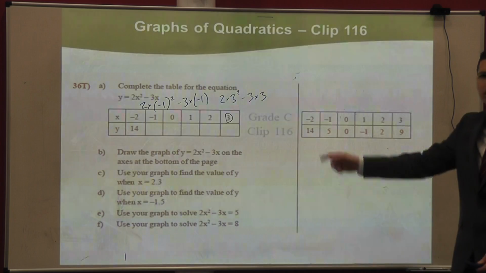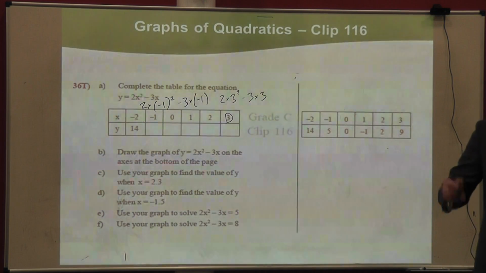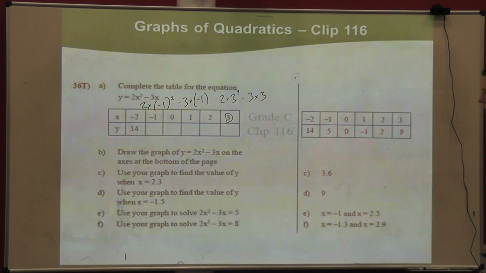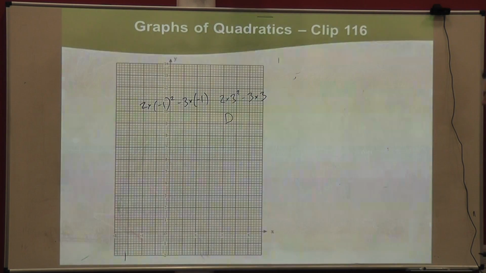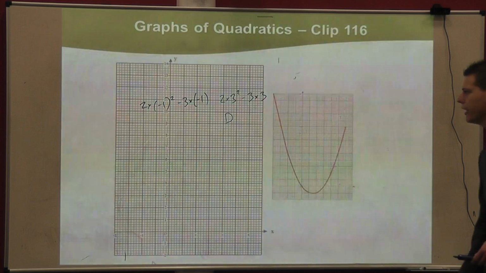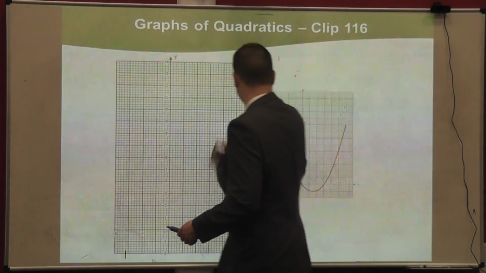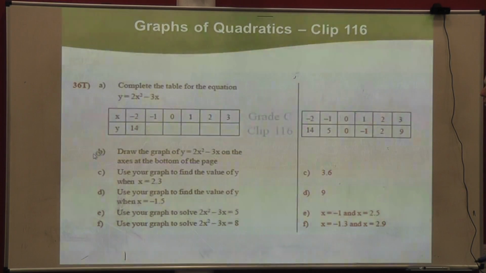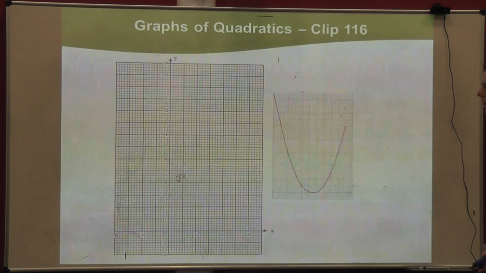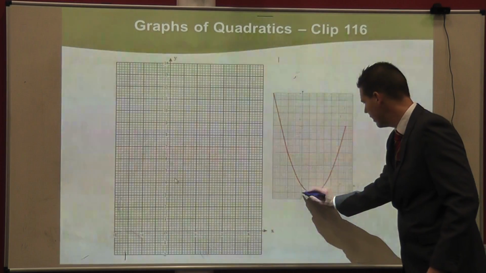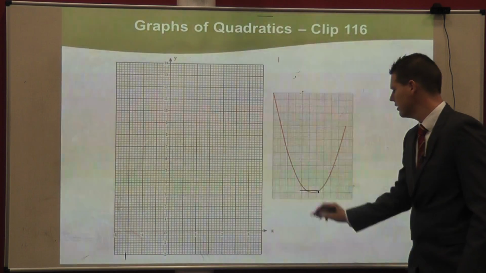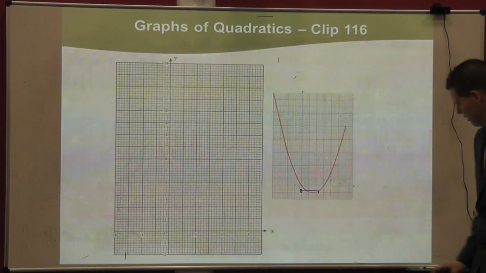is you'll end up with a table of values. Plot those points, draw the graph, which is down here. There we go. See, you get a graph on there. The next parts of those questions, all they're asking you to do is read off it. So use your graph to find the value of y when x is 2.3. So when x is 2.3, here's the x-axis, there's 2.3. The value of y, I read off the y-axis, that's it.